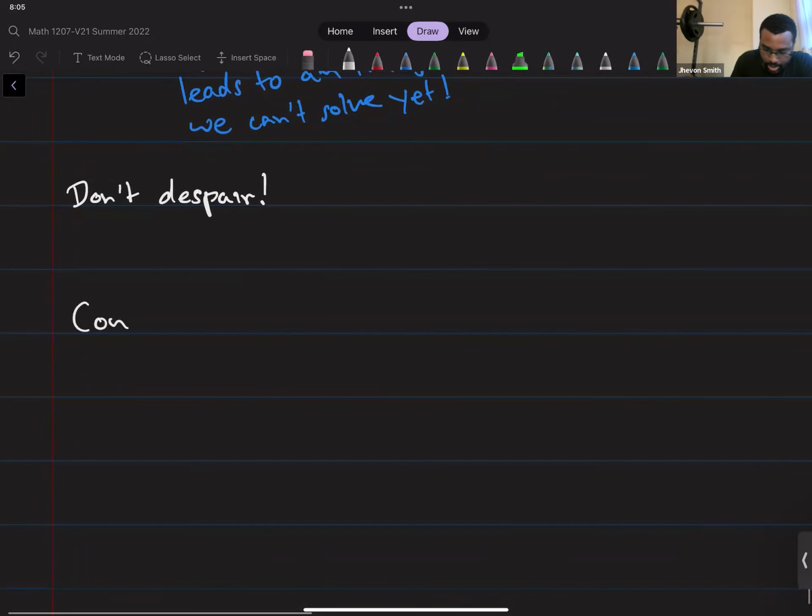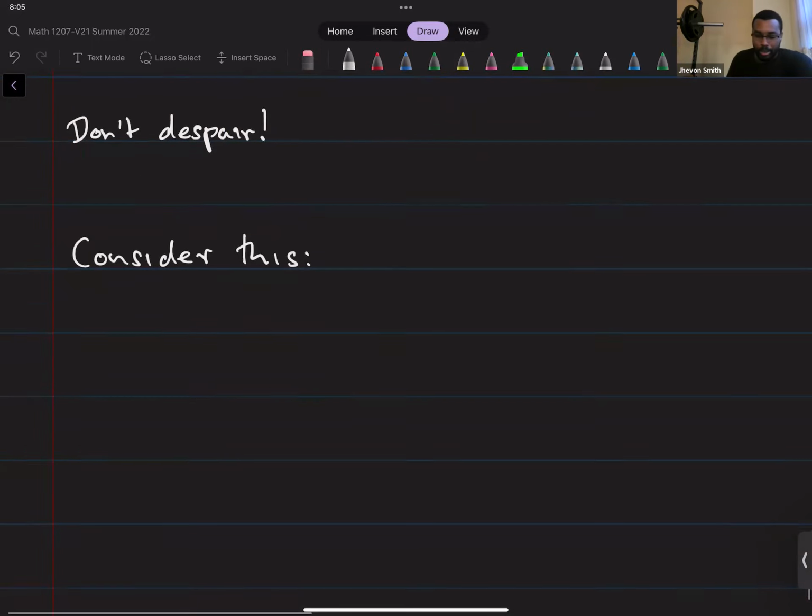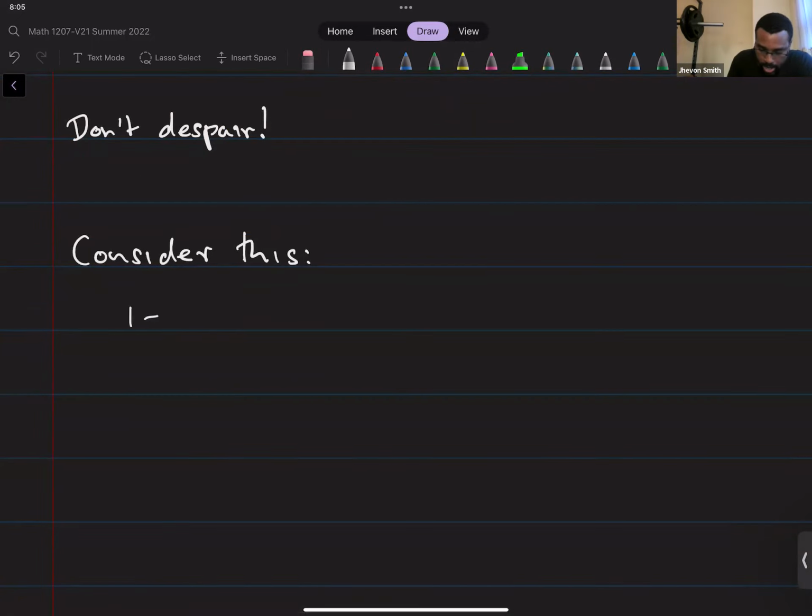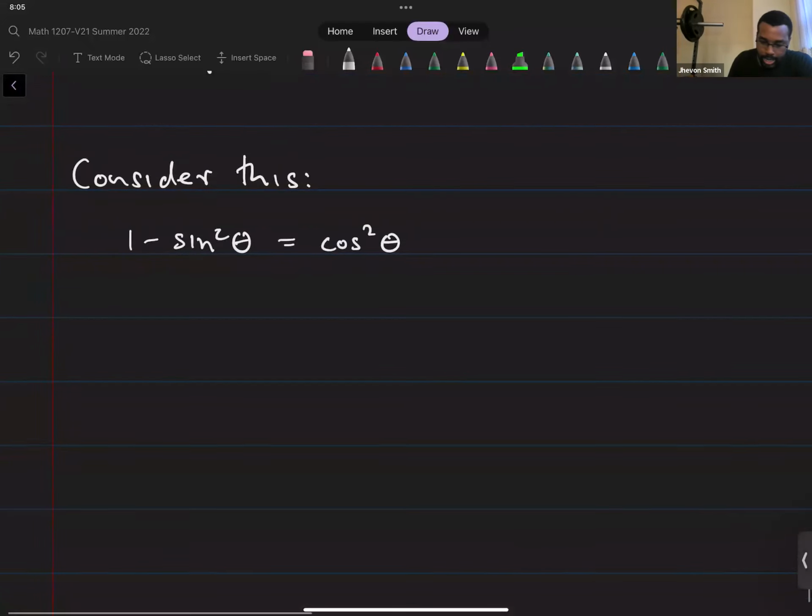Consider this. At this point, you're probably not going to realize how this helps. But we know that 1 minus sine squared, for example, is cosine squared, right? Nothing fancy about that. In fact, I could multiply both sides by an a squared.